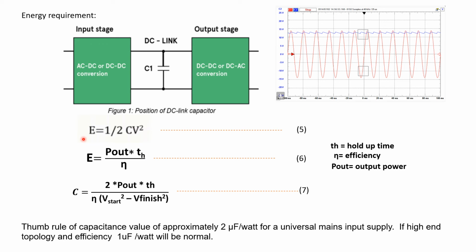It's a very simple equation: E is equal to half C V squared. We know that energy is nothing but power into time, and in any practical circuit there will be some losses, so we have efficiency as a factor. So energy is equal to power output into T_H divided by efficiency. So what is T_H? Hold up time.